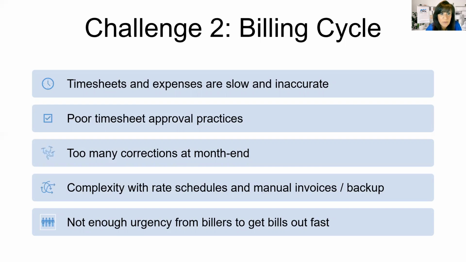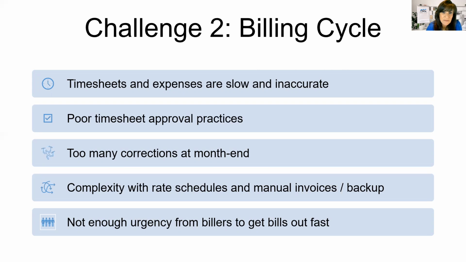The reason you have a slow billing cycle is that your time and expense processes are slow and possibly inaccurate. If people are charging to the wrong projects, phases, tasks, time has to be moved around all the time, there are all these corrections, that takes time and it slows down your billing cycle. And your project managers may not be doing a great job of approving those time and expenses.